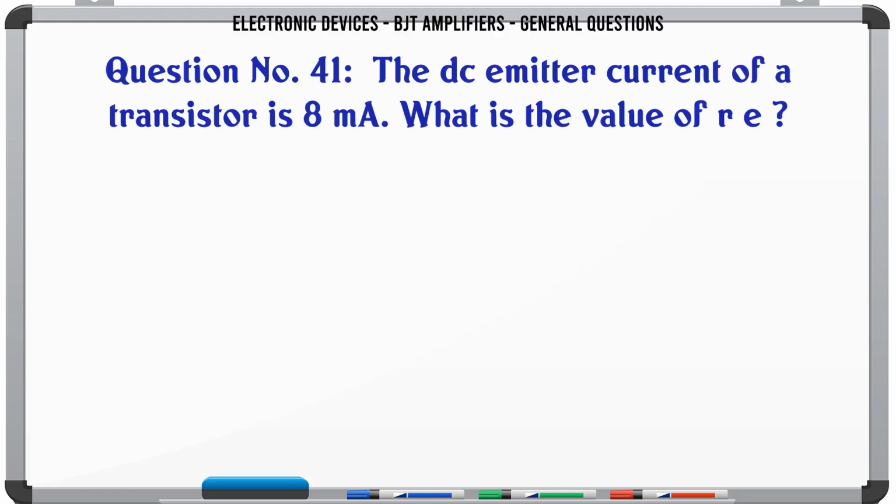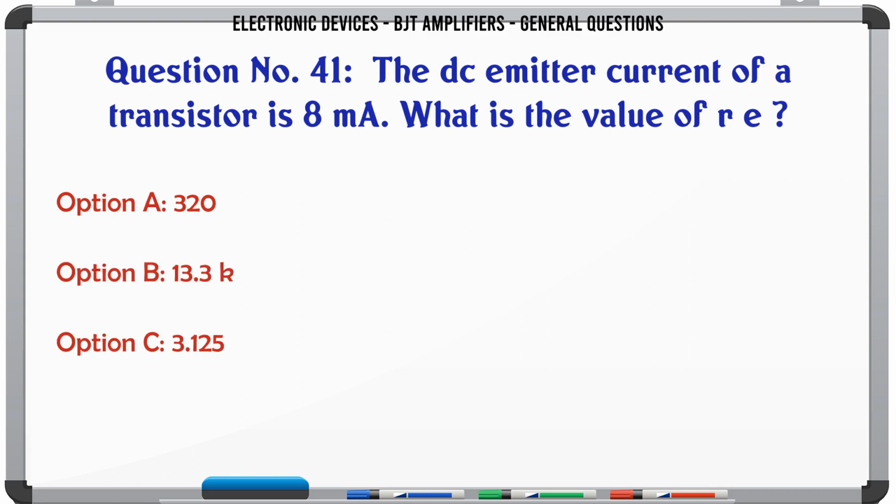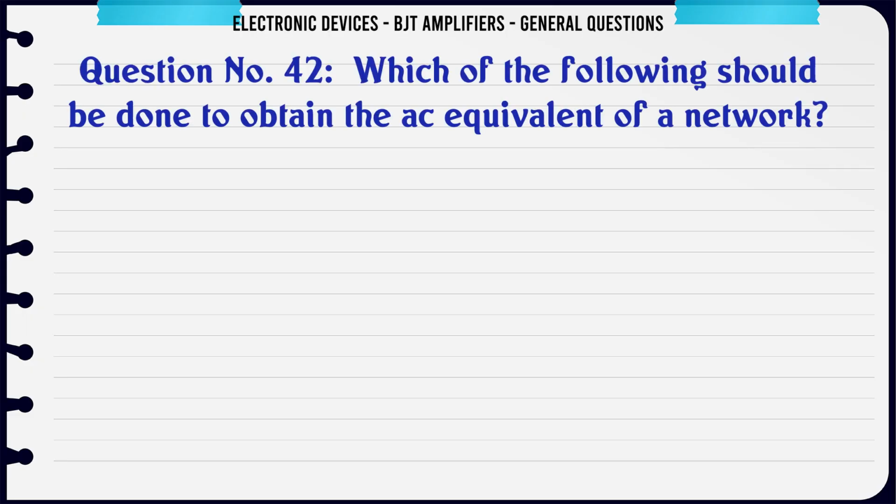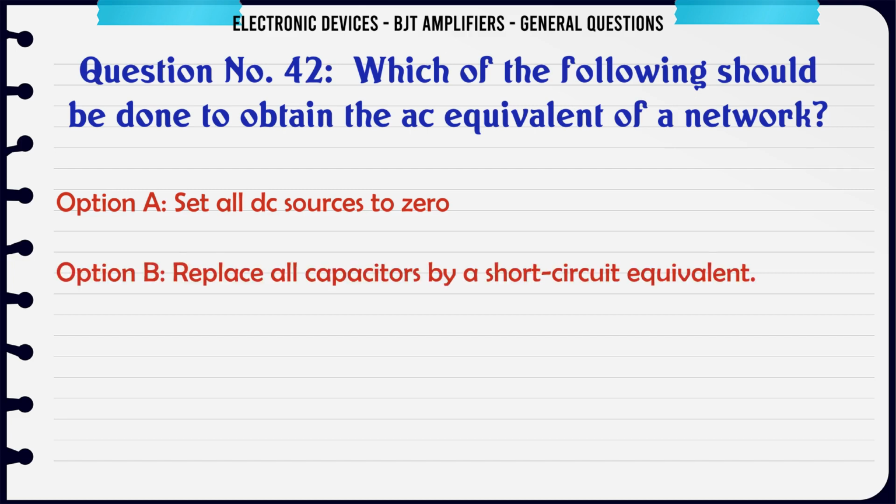The DC emitter current of a transistor is 8 mA. What is the value of RE? A. 320. B. 13.3K. C. 3.125. D. 5.75. The correct answer is 3.125.